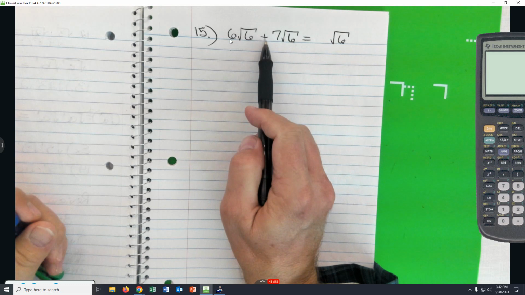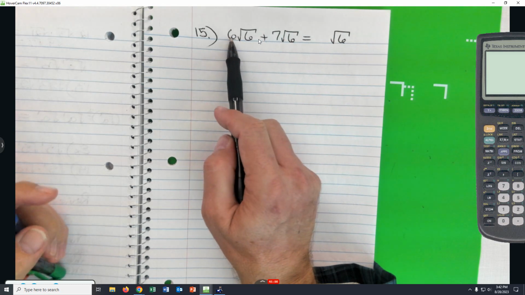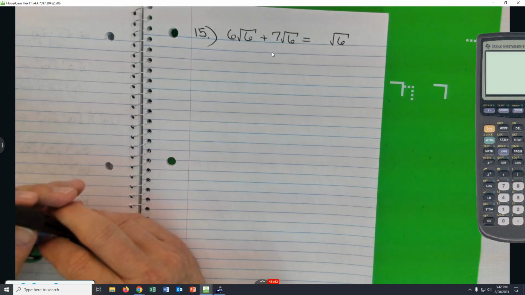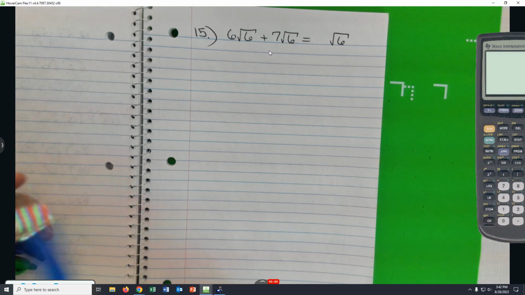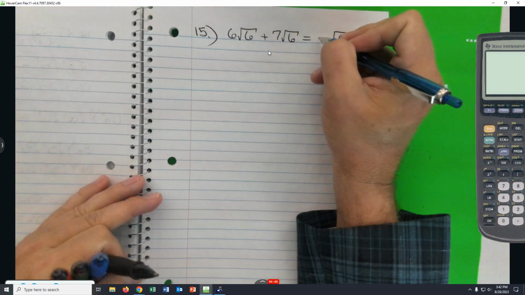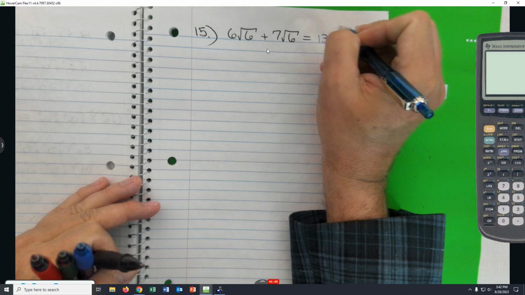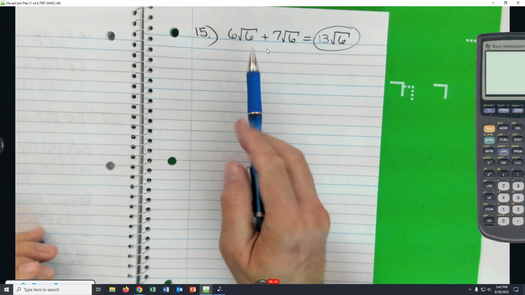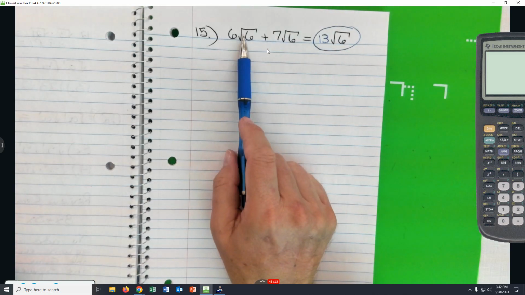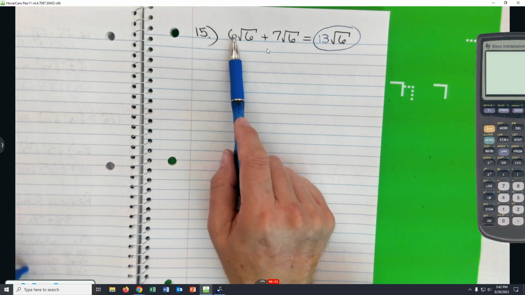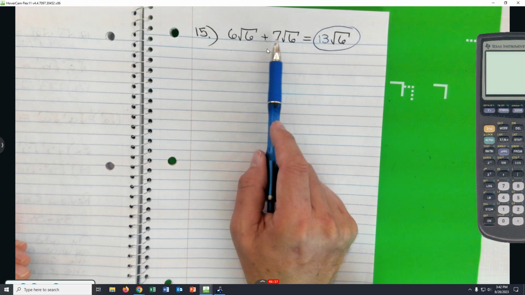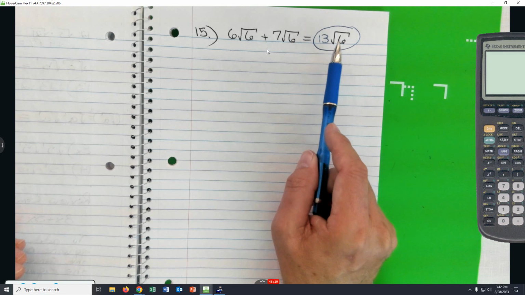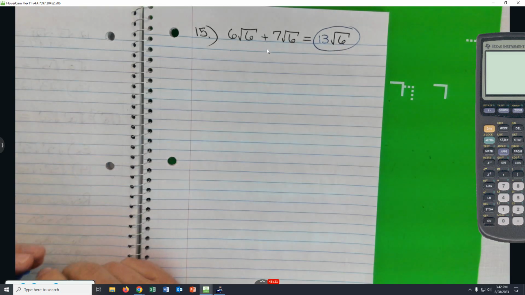Now we add the coefficients. 6 plus 7. How many square roots of 6 are we going to have? 13. I think maybe it would have been better just to show them that example. 6 square roots. You were the one. I know, I'm admitting I messed up. 6 square roots of 6 plus 7 square roots of 6 gives us 13 square roots of 6.